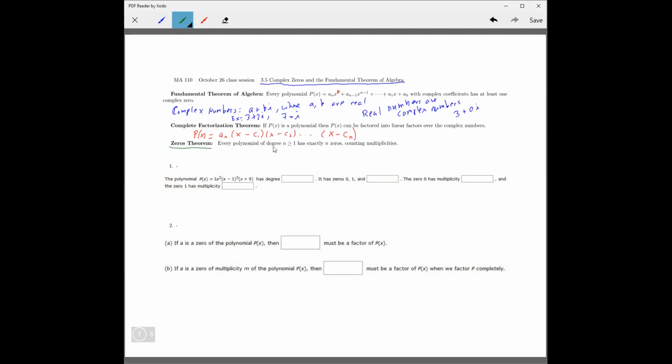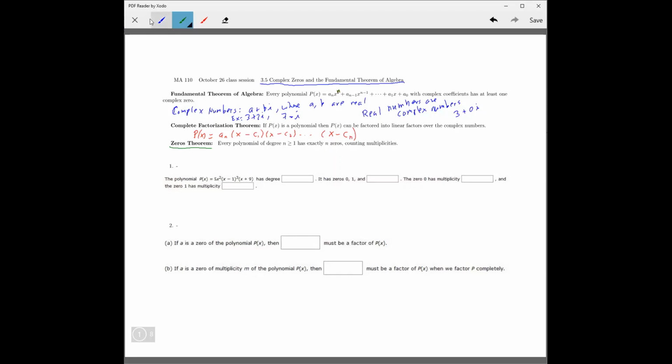And then the zeros theorem is telling you that every polynomial with degree n greater than 0 has exactly n zeros counting multiplicities. So if it's power n right here, then it's going to have n zeros. Like if this is 3, then it will have 3 zeros, and we'll factor into 3 terms like this. If it's 4, it will have 4 zeros, and factor into 4 terms like this. Now, some of those zeros could be repeated. So if 1 is a zero twice, a zero of multiplicity 2, then that counts as 2 zeros.